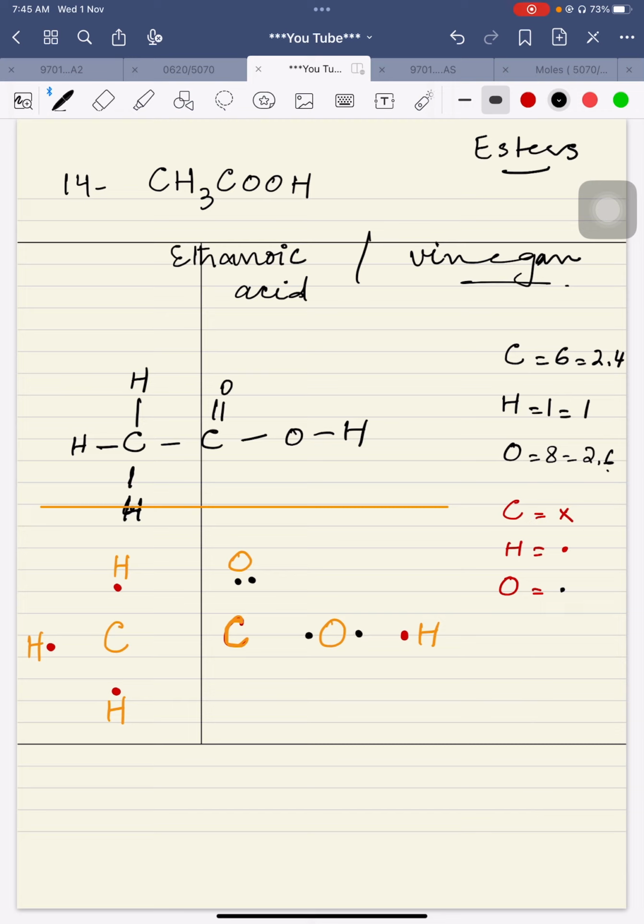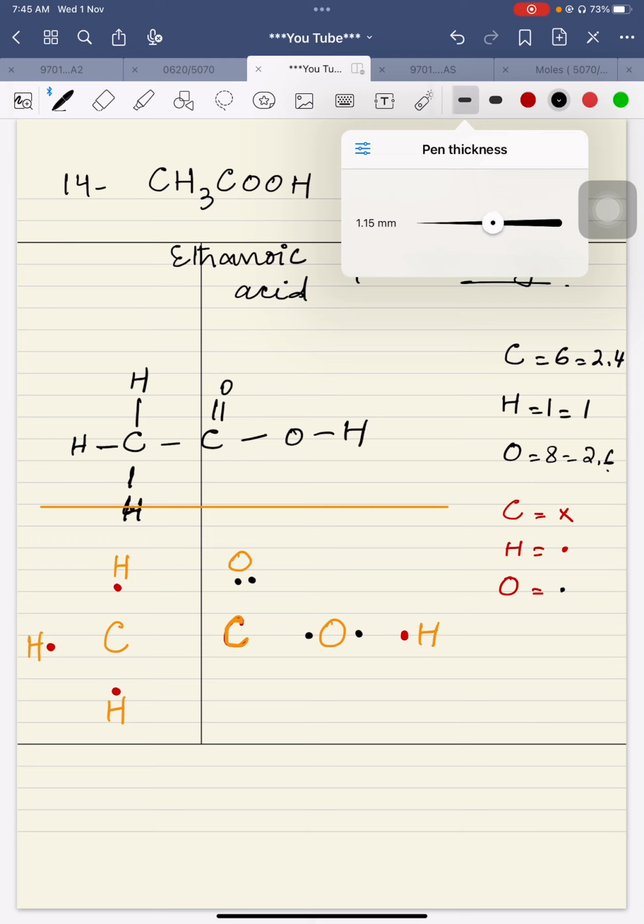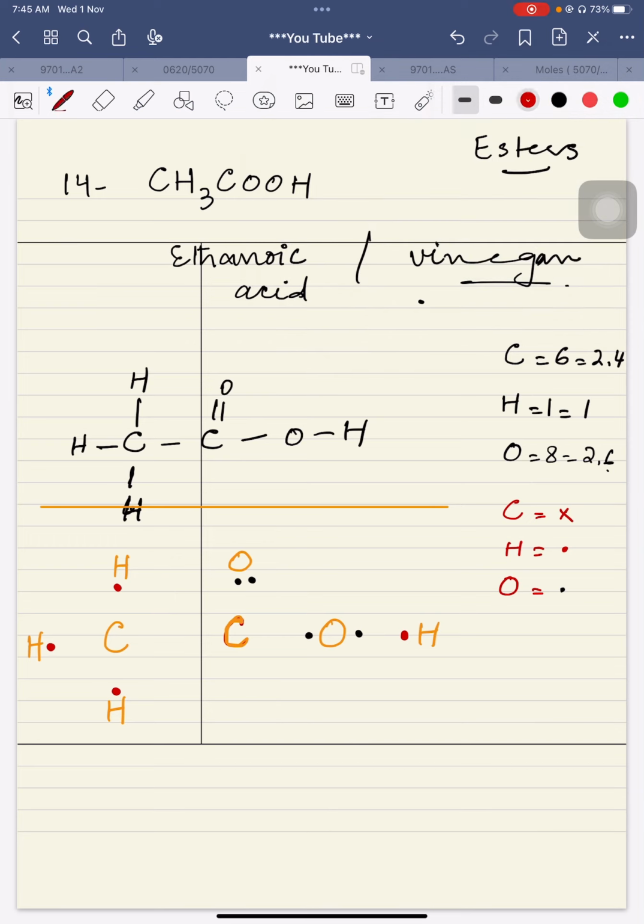Now come to the crosses. In case of crosses, we are going to make the red cross. So this is this, and this. You can see both of the carbon atoms are sharing one electron with each other as well. So these are the crosses between carbon and hydrogens, and so on.